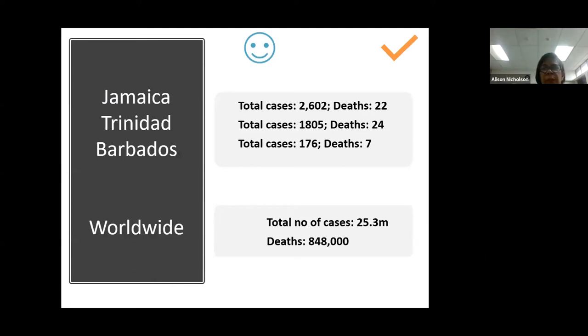So far in Jamaica, the total number of cases, as of a day or two ago, is 2,602, with 22 deaths. In Trinidad, 1,805 cases so far with 24 deaths. And in Barbados, 176 cases with 7 deaths. Now, balance this with what is happening worldwide, where there have been 25.3 million cases with 848,000 deaths. This is a serious time. And I want to help you to be equipped to go through your campus years, as long as it takes, keeping one step ahead of the virus.